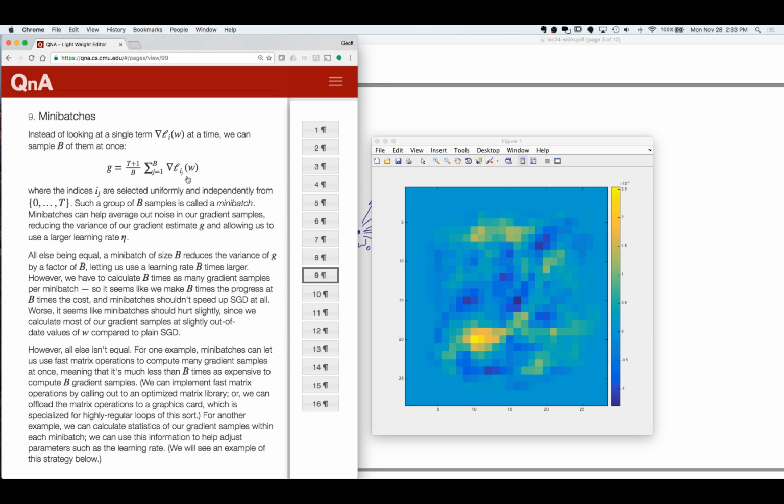The other reason that mini batches can be interesting is that we get b different gradient samples at once, and we can look at statistics of that set of b gradient samples. And in a little while, we'll see how that can help us.